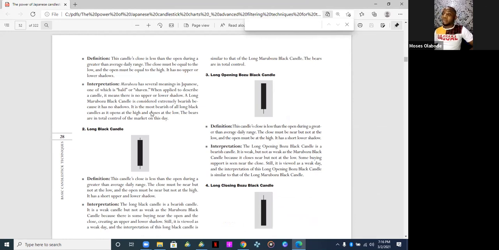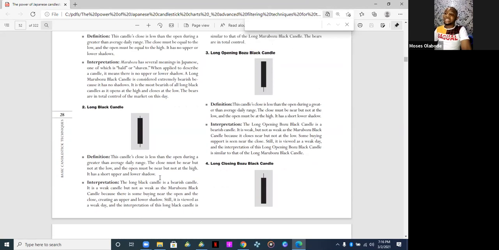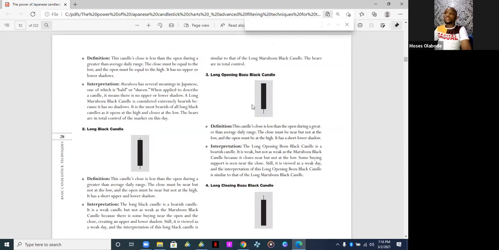Okay, so then the next one is the long black candle. This kind of candle also has a short upper shadow and lower shadow, also known as wick. So it means that sellers are also willing to depress this market, okay? Very, very straightforward. So far, you understand the bullish one, this one shouldn't be a problem.